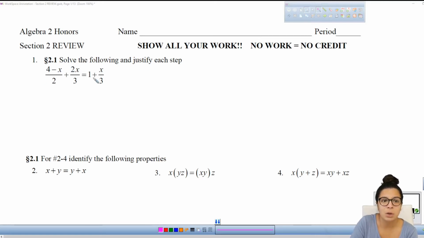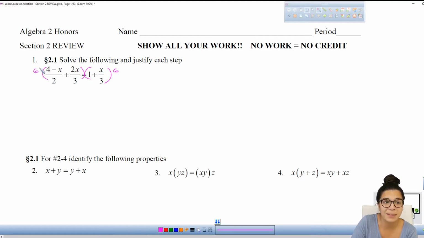Okay. So I see that we have fractions. So the first thing I want to do is clear the fraction. And remember, you want to do a multiple of all of the denominators. So the denominators are 2 and 3. So a multiple of 2 and 3 would be 6. So I'm going to go ahead and multiply both sides of this equation by 6. Now remember that you have to multiply every single term.